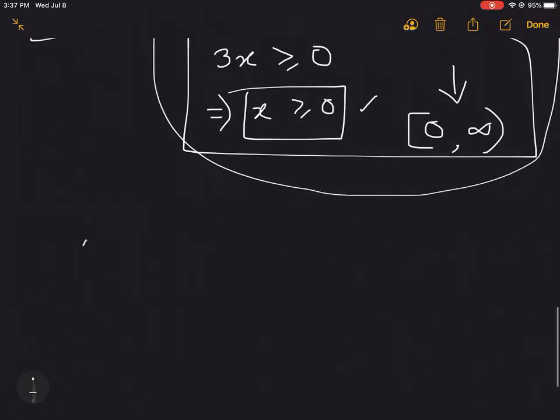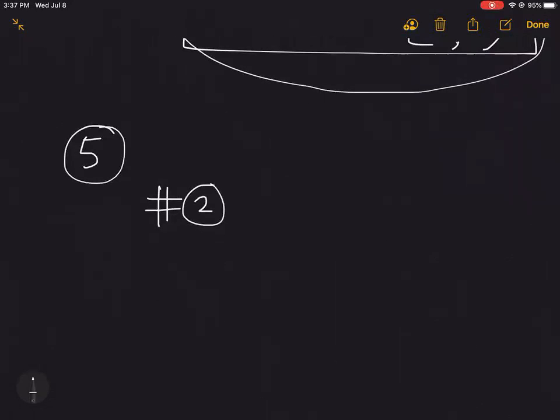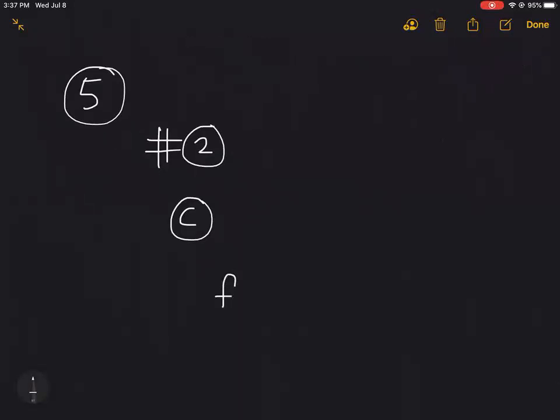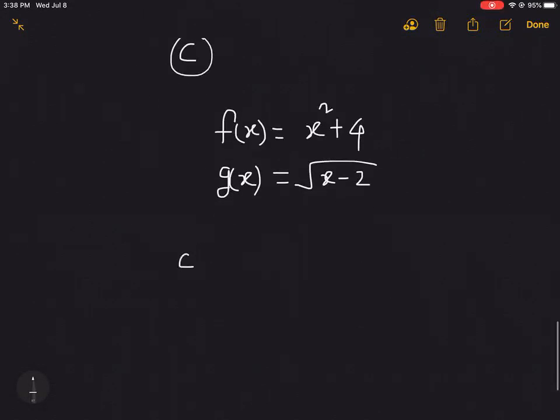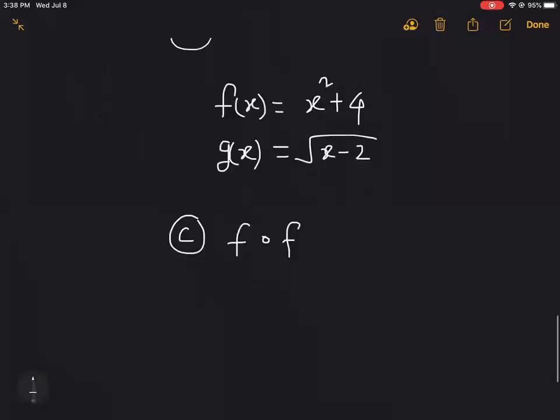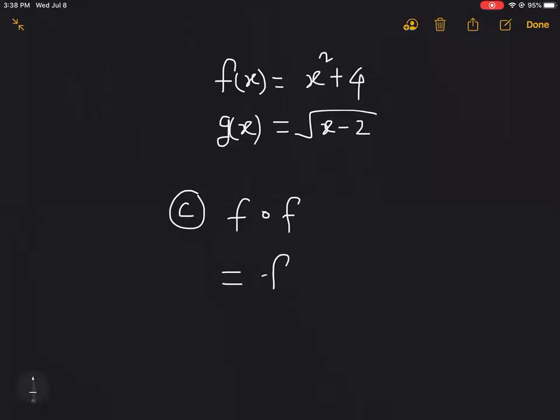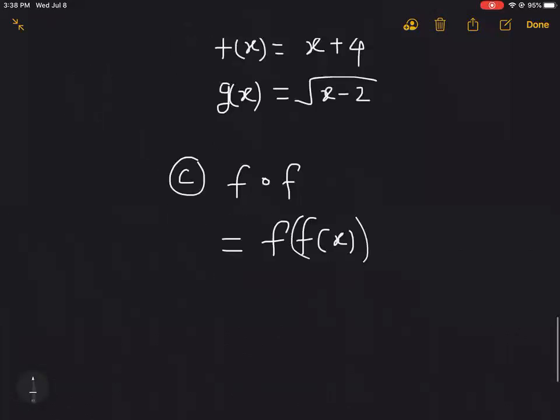Okay, so it's chapter 5, question 2, C. Okay, so f of x is x squared plus 4, g of x equals the square root of x minus 2. And C says f of f, that means f is composed with f. So this means we are actually looking for this.